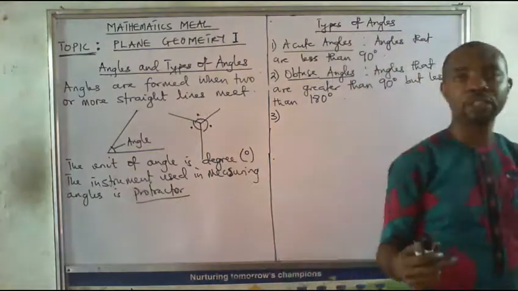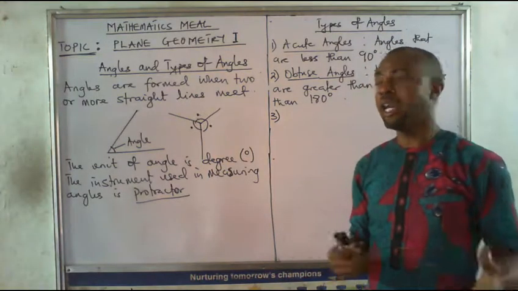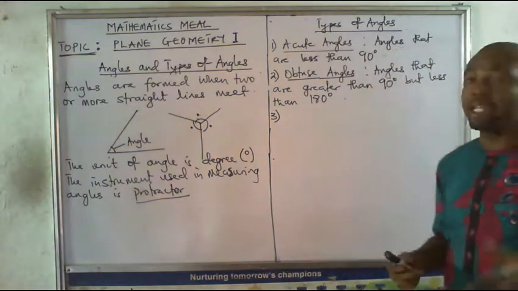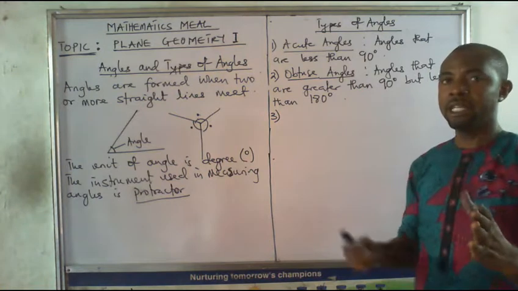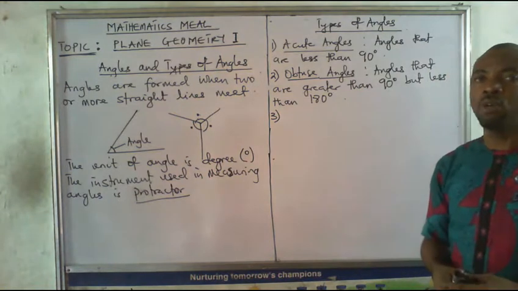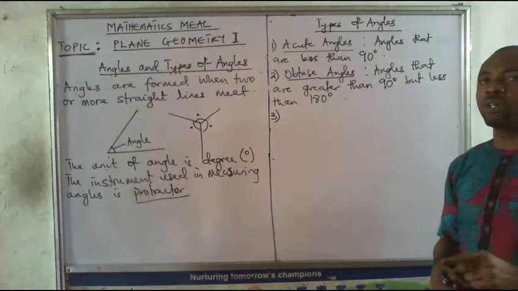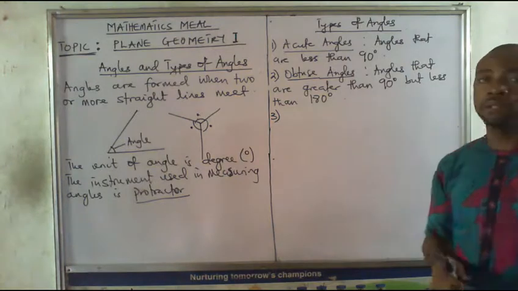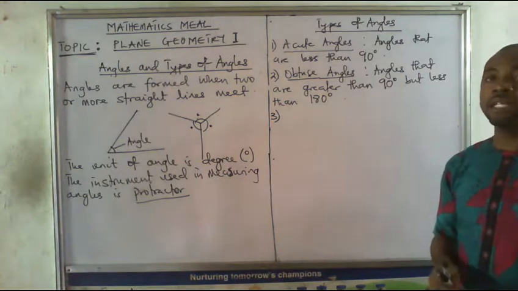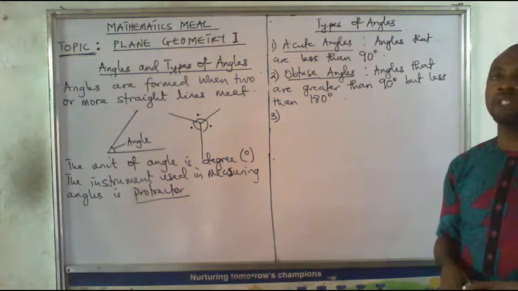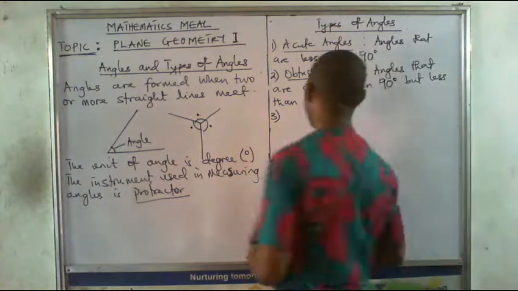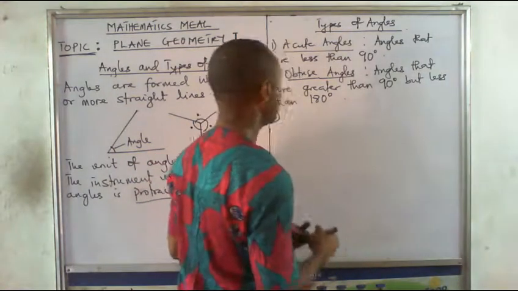So two conditions there for an angle to be an obtuse angle. One, the angle will be greater than 90. Then two, the angle will be less than what? 180. So if that angle fulfills only one condition, then it will not be obtuse. If the angle is greater than 90 and also greater than 180, it's not obtuse. So obtuse angles are angles that are greater than 90 and less than 180.